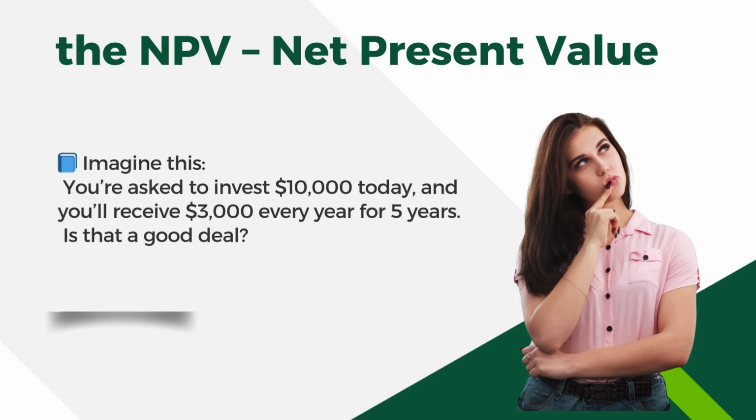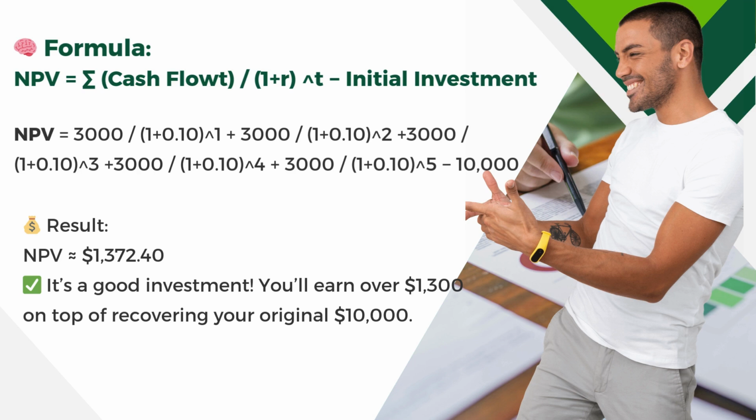Let's dive in. Let's start with the NPV, net present value. Imagine this. You're asked to invest $10,000 today, and you'll receive $3,000 every year for 5 years. Is that a good deal? To know for sure, you need to bring those future payments back to today's value, using something called a discount rate. This is like your required rate of return.